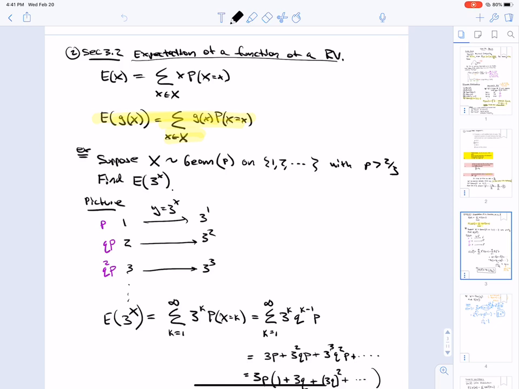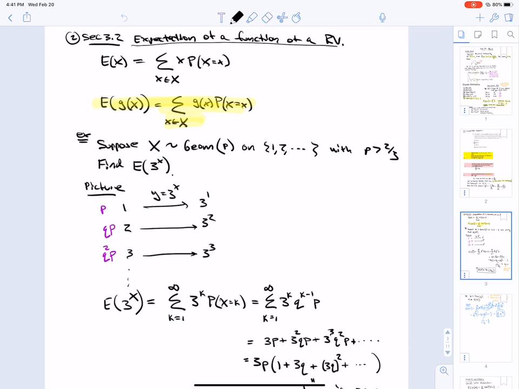So say x is geometric p on 1, 2, and so on, with p greater than 2/3. Let's find the expectation of 3 to the power x. So basically we have x on the left-hand side and 3 to the x on the right-hand side here. So our x's are 1, 2, 3, and so on, with probabilities p, qp, q squared p, and so on. And on the right-hand side, g of x is 3 to the 1, 3 squared, 3 cubed.